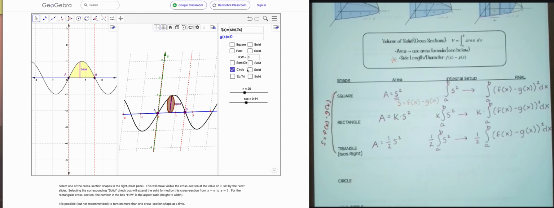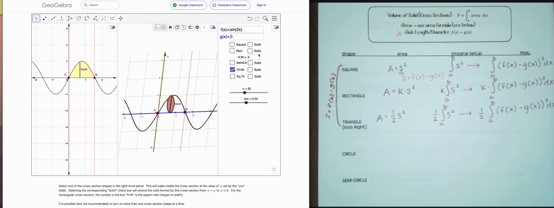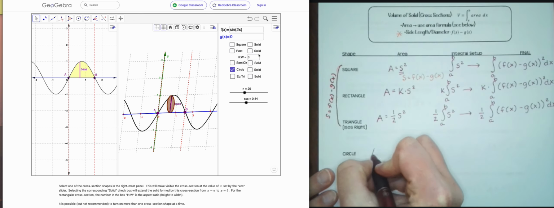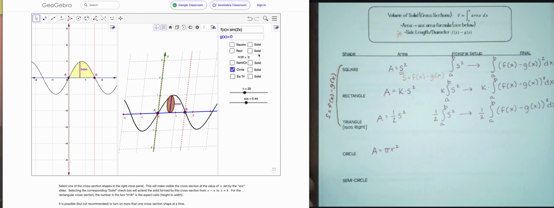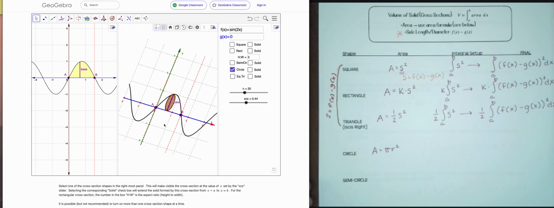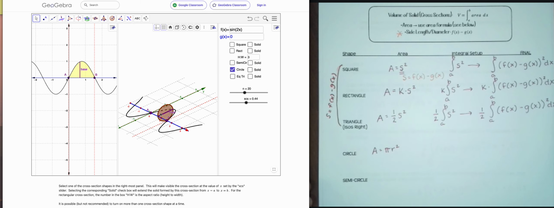Okay, so we need to think about how we're finding area of a circle. Well, area of a circle we know is pi r squared. We can fill that into our table here. Now the question is, what's r? So remember when we were doing squares, we took this purple line and we said this purple line is f of x minus g of x, right? But what I want you to notice here is that that purple line is not the radius of the circle, it's the diameter. So we need to think about how we change that so that it becomes a radius. And that is where this thing gets a little bit uglier.